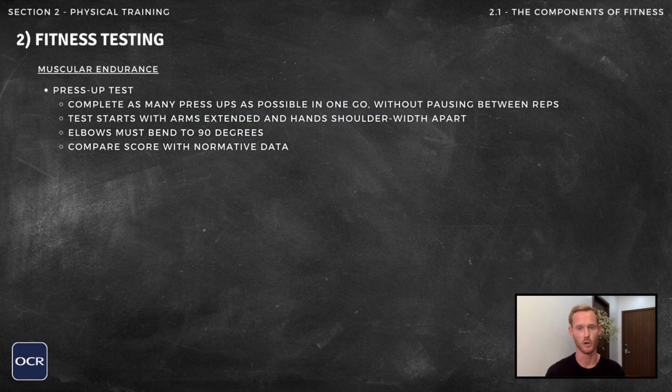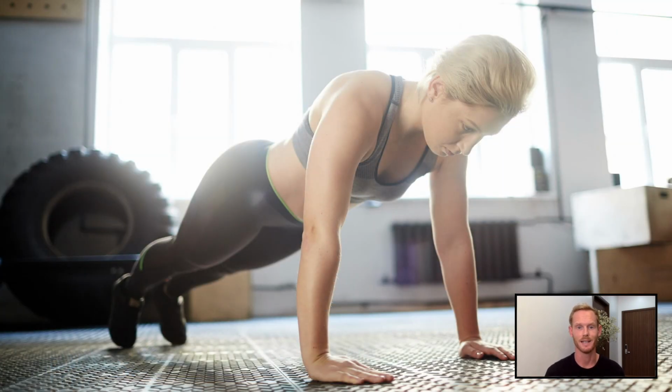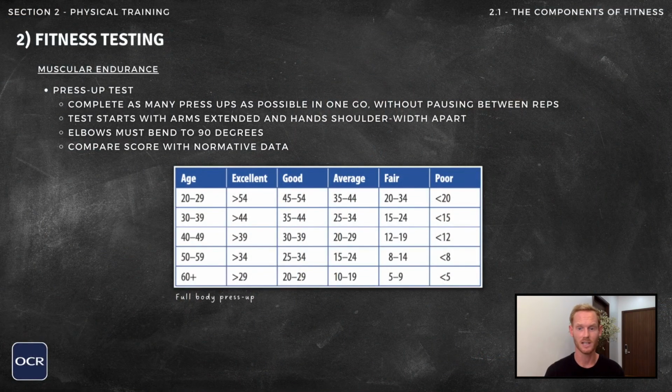For muscular endurance, there are two more tests that you need to know. The press-up test requires participants to adopt a press-up position with arms fully extended and hands shoulder-width apart on the mat. A 90-degree bend in the elbows must be achieved on the way down, and they should be fully extended at the top of the action. Participants complete as many press-ups as possible in one go, without resting between repetitions. When they can no longer continue, the total is recorded and compared with normative data.